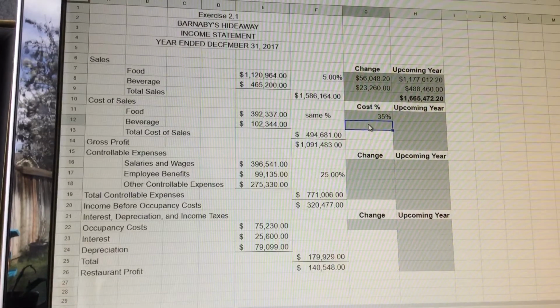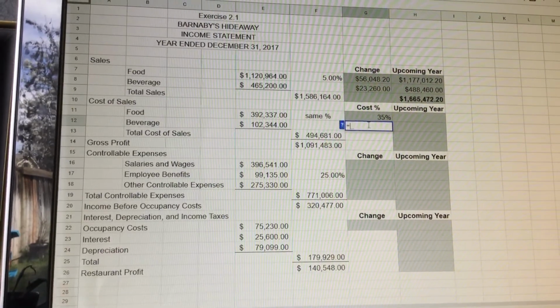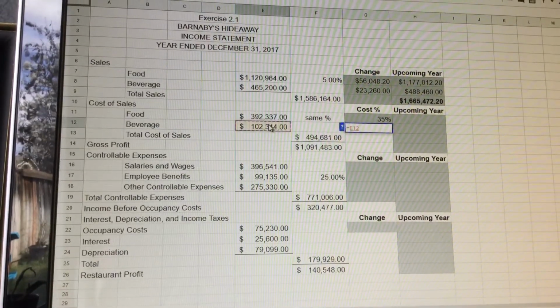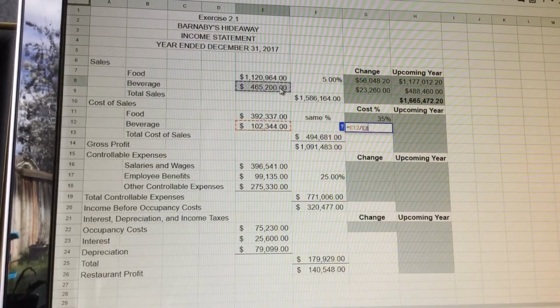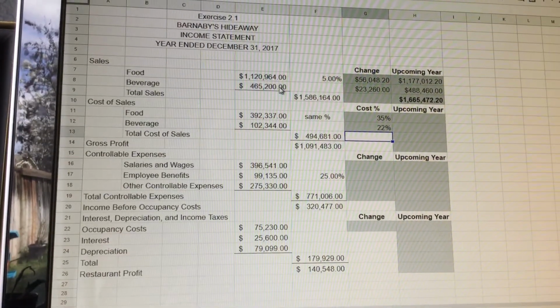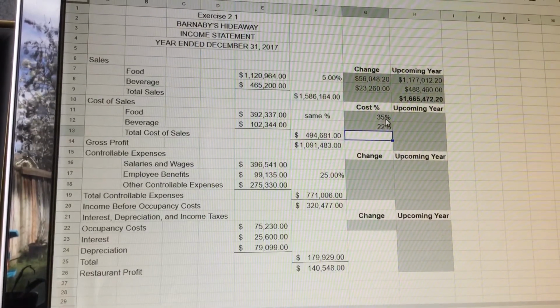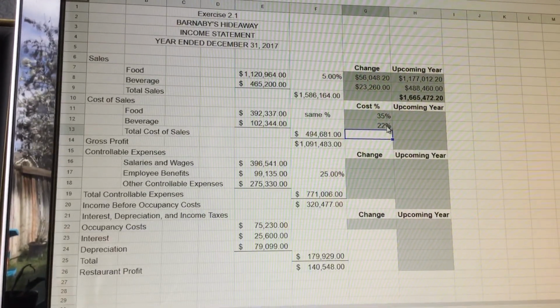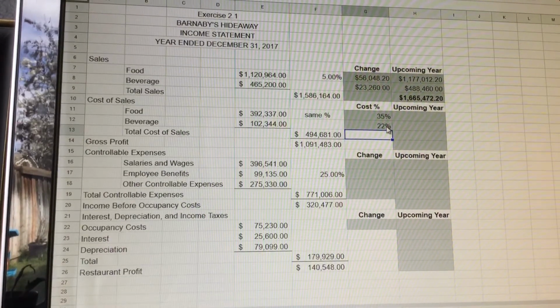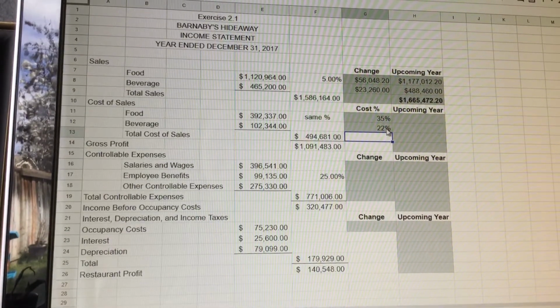Now let's figure out what our beverage is. So we're going to do cost of beverage sold divided by our beverage sales. So here you can see that this current year, our food cost percentage is 35% and our beverage cost percentage is 22%. Now we need to figure out what our upcoming year is.